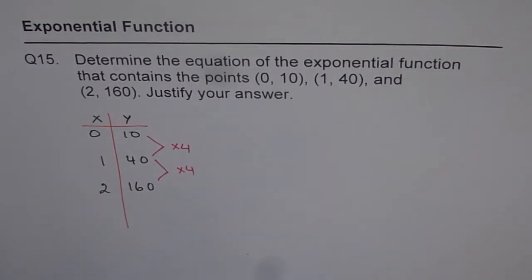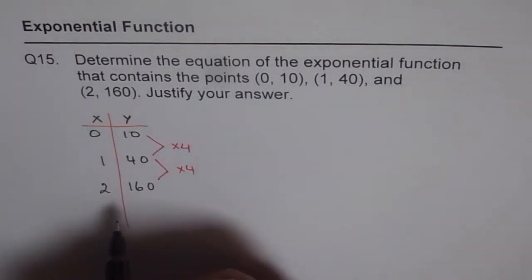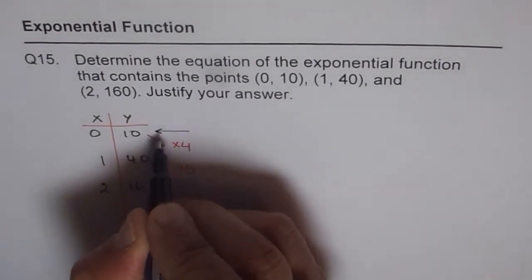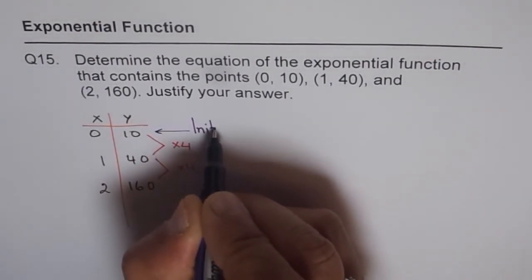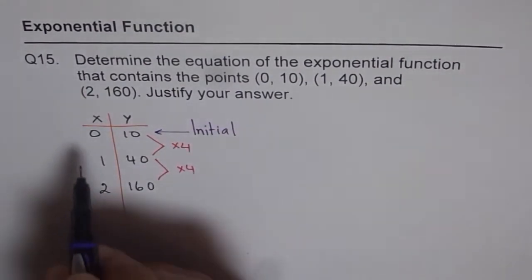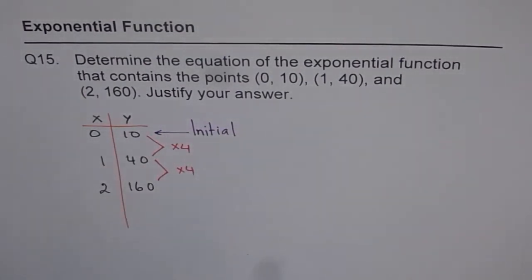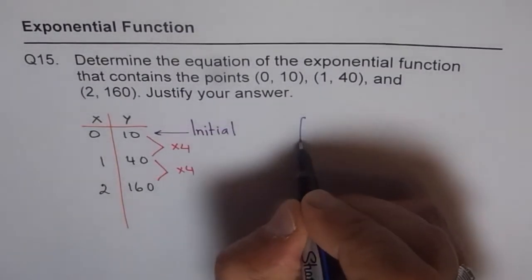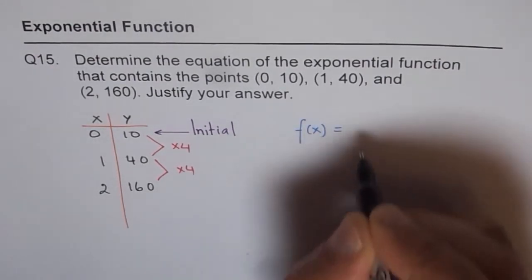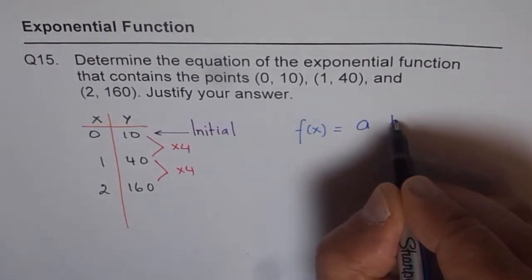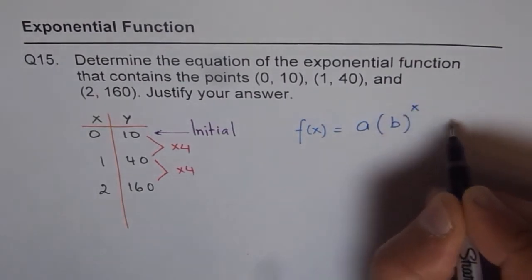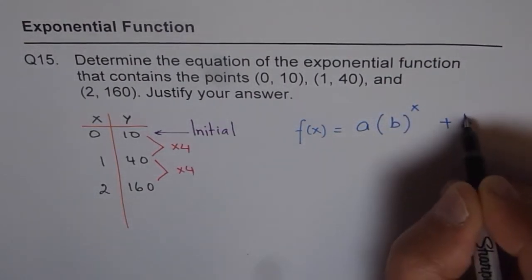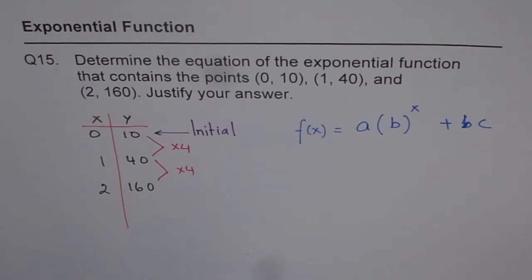And the second thing we have to notice is the initial or starting value. The initial value is 10. So at x equals 0, we have a value of 10. Now from this information, we can write down our function. The general exponential function could be written as f of x equals a times b to the power of x plus c. That is the general function which we could write.